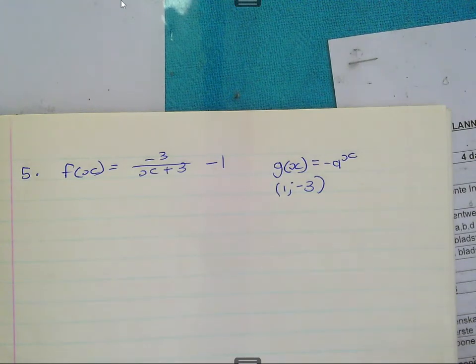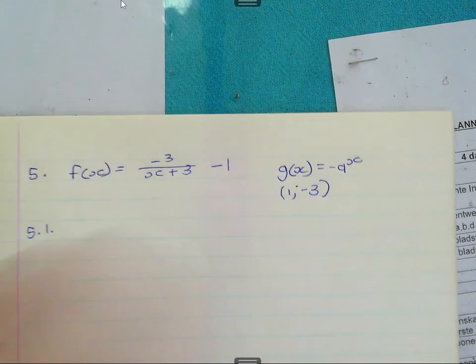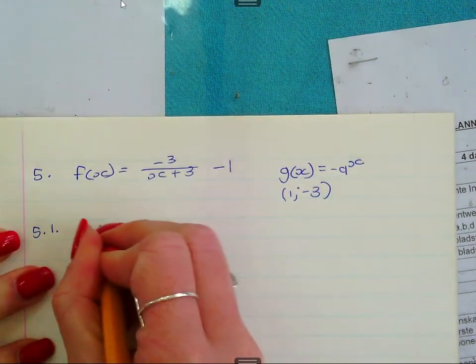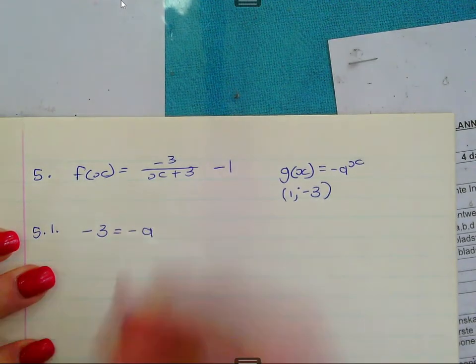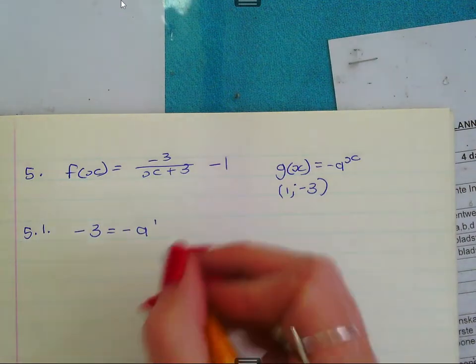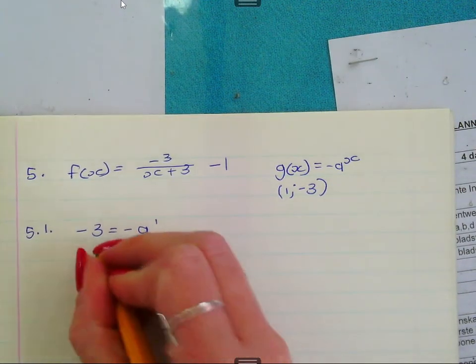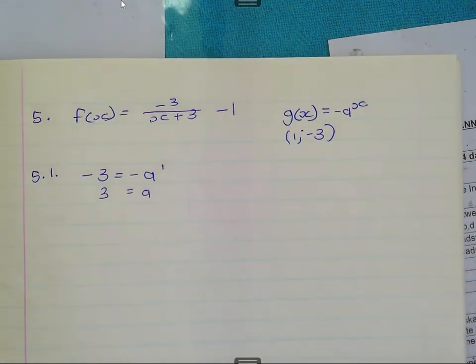Okay. So, 5.1, we will say negative 3 equal to negative a to the power of 1. I divide both sides by a negative, and therefore a is equal to 3. Do you understand? 2 marks. Done.